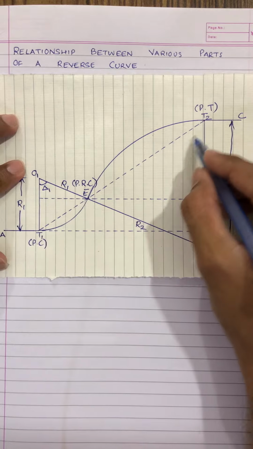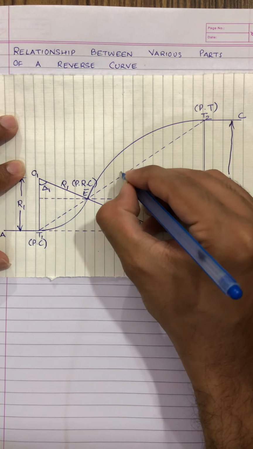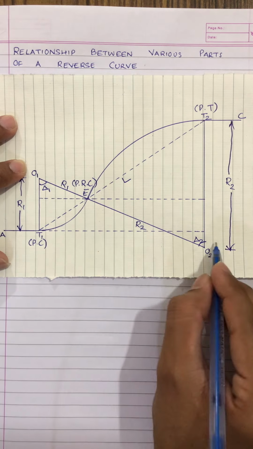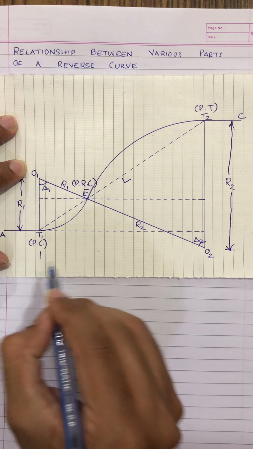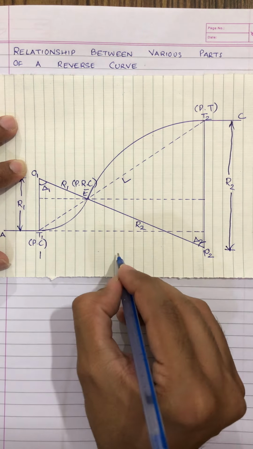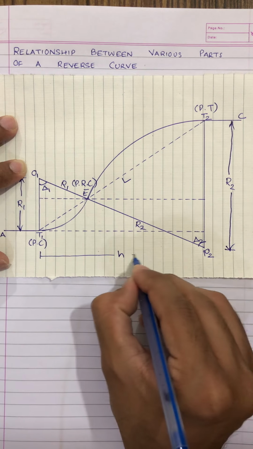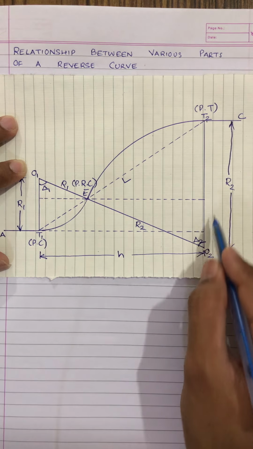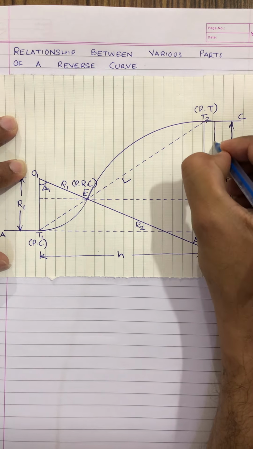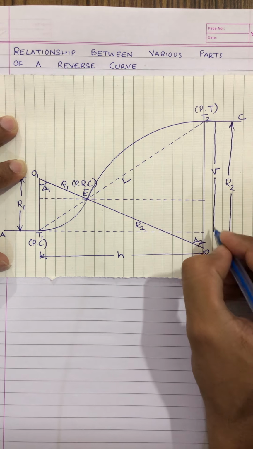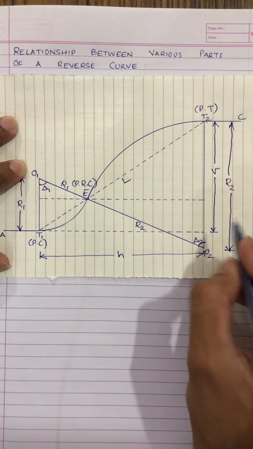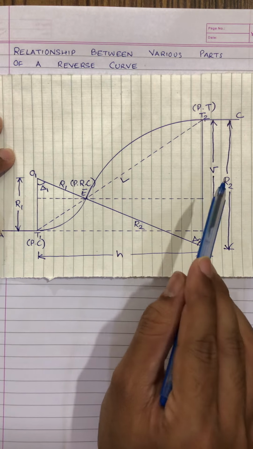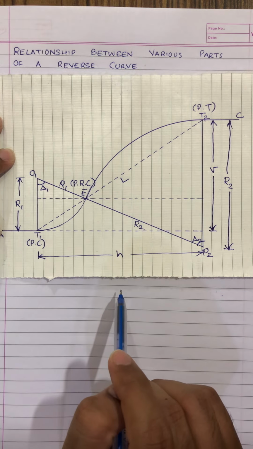Let the line joining T1 and T2 be denoted by capital L. Let the horizontal distance between T1 and T2 be called small h. And let the vertical distance between T1 and T2 be called small v. So here we need to find these parameters v, L and h.